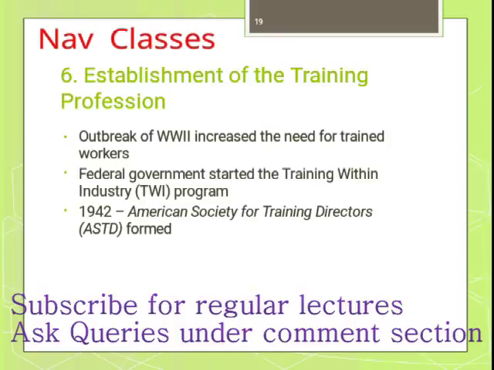Many defense related companies established their own training department with instructors trained by Training Within Industry. Those instructors who were trained by TWI established their own training departments. These departments design, organize and coordinate training across the organization.